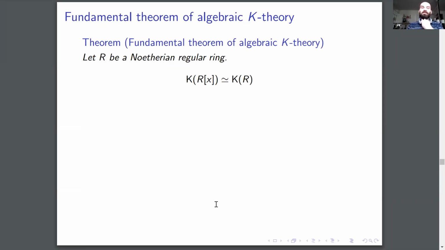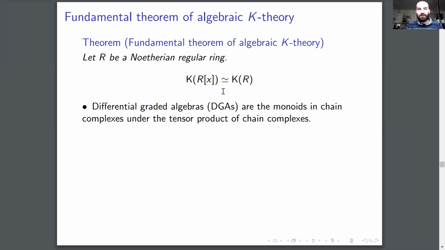Another application is to what's called the fundamental theorem of algebraic K-theory. If R is a regular Noetherian ring, the fundamental theorem of algebraic K-theory says that the K-theory of the polynomial algebra over R is the same as K-theory of R. Regular, by the way, here means that global projective dimension is finite.